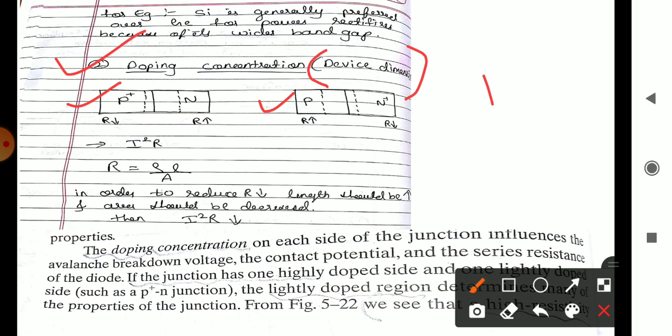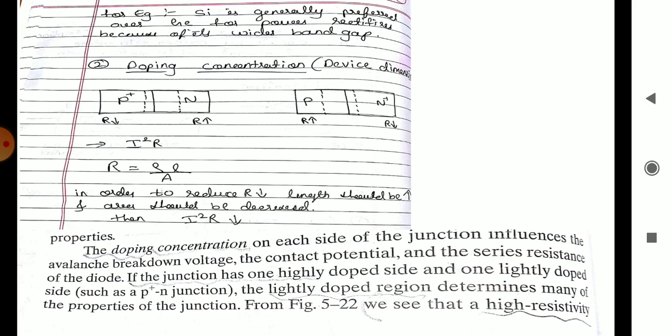So I told you, if a P is represented with a plus symbol or the N is represented with an N plus symbol, what does it indicate? They are heavily doped. So here in the first figure, P is heavily doped compared to the N region. In the second figure, P is lightly doped compared to the N region.